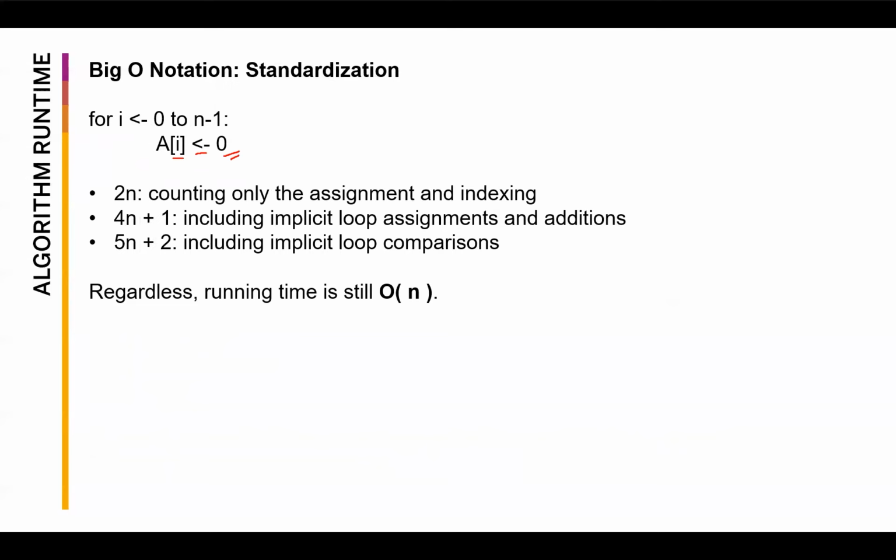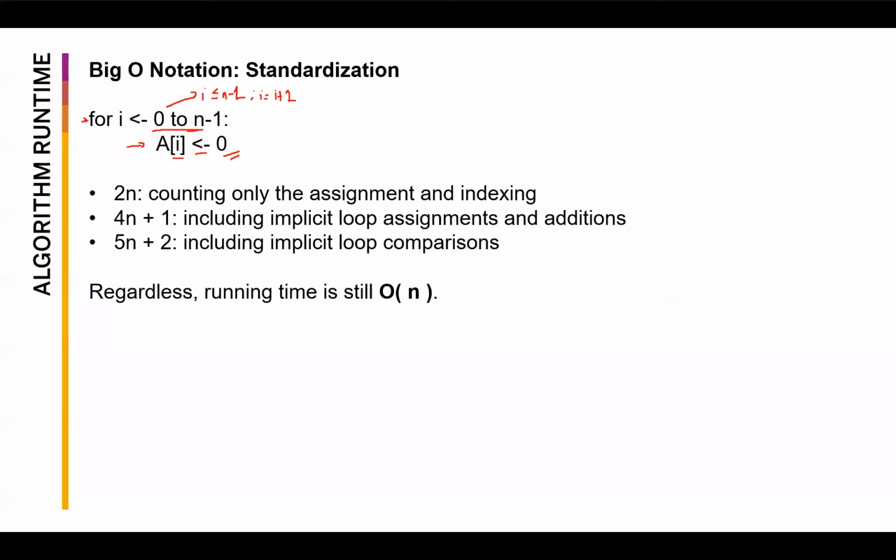Now, if we include the loop, if we count the loop and the assignment, the runtime may grow at 4n plus 1. But if we also include the comparisons, the i less than or equal to n minus 1, and also the increment i equals i plus 1, if we still count these increments, it will grow at 5n plus 2.